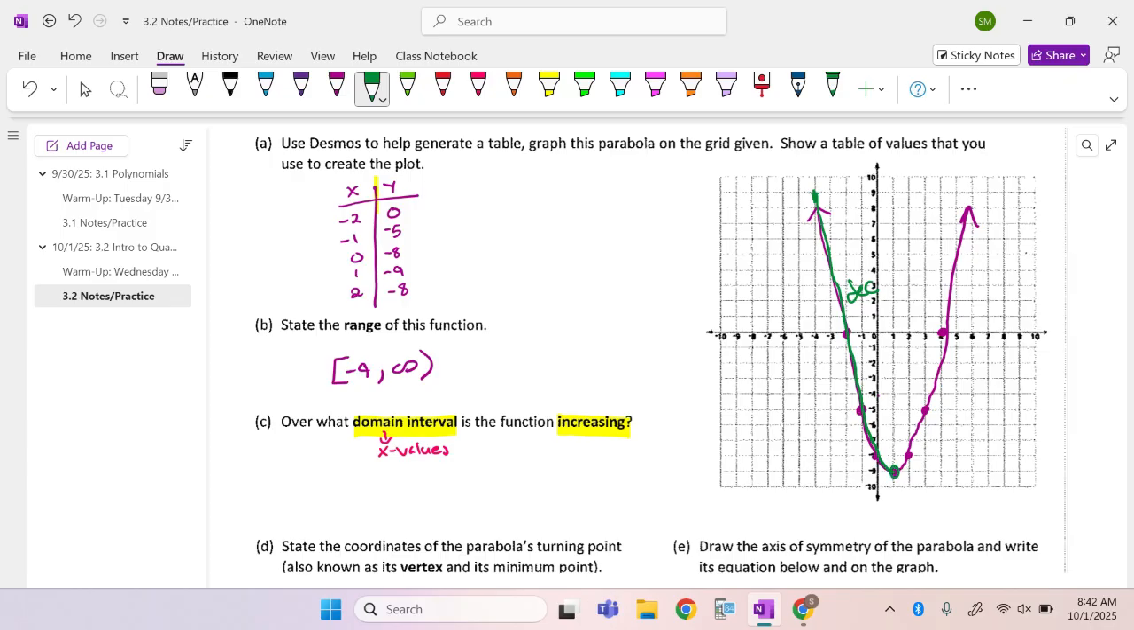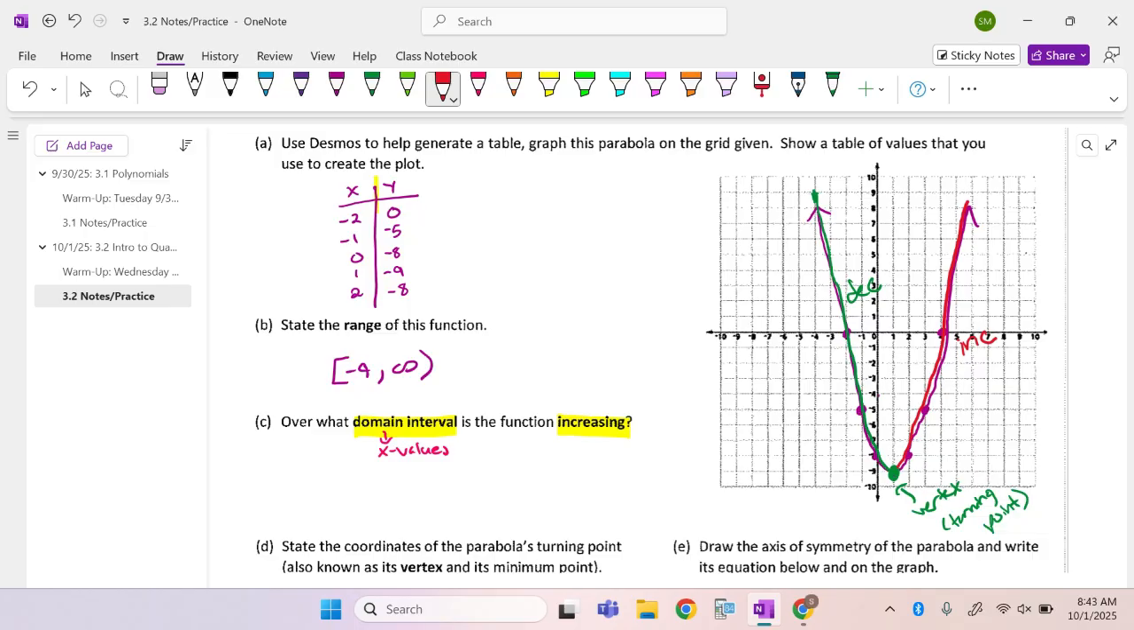Now I stopped right here at the vertex. All right. The vertex is also known as its turning point. And it's known as a turning point because as soon as we hit the vertex, it changes direction. So now, once I pick up at the vertex, what am I doing? Increasing. So this is an interval of increase.